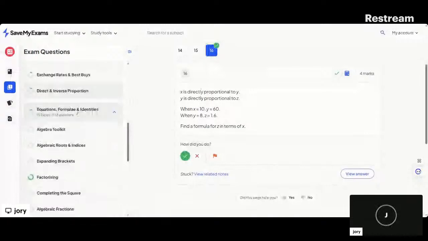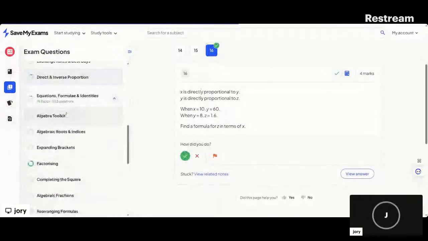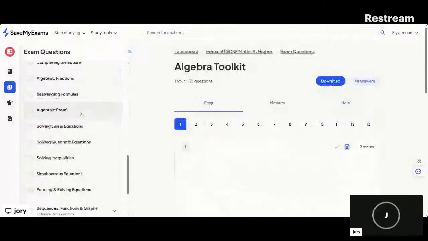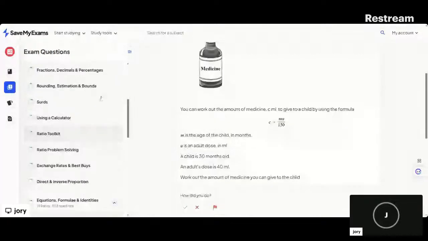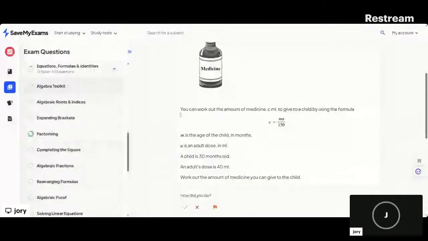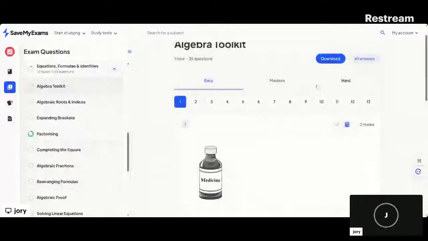Equations and formulae and identities. Algebra toolkit. Well, we still have a lot to go. I didn't do percentages because I did a lot of it already. It's okay. Let's go hard. First question is this one.